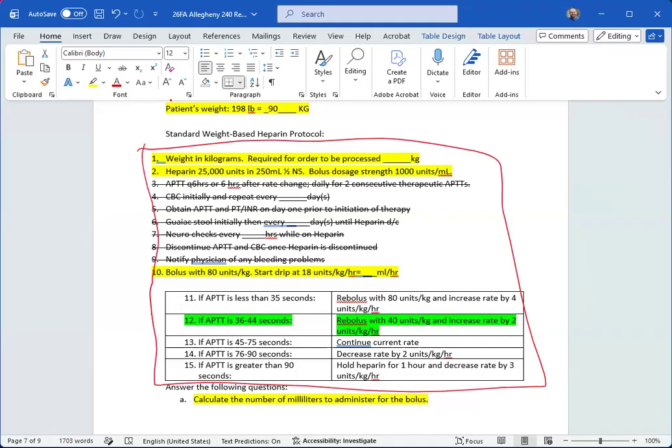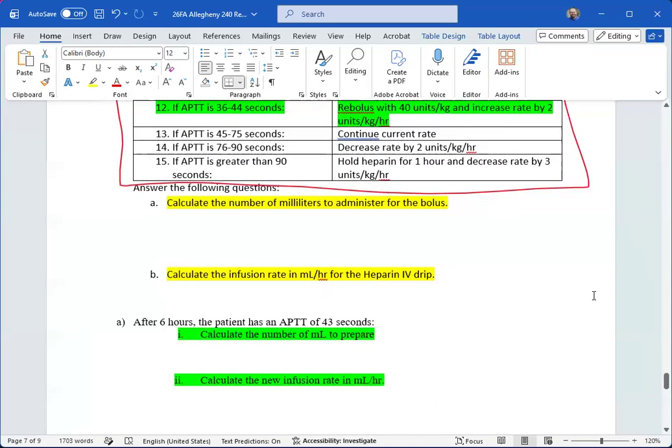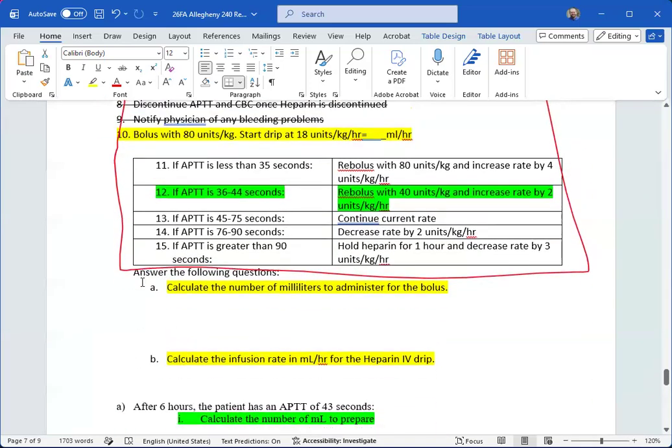Okay. So in this instance, we have a 198-pound individual. 198 pounds divided by 2.2 gives me 90 kg. And so all we're going to do is calculate our bolus and calculate our IV rate or our heparin drip.